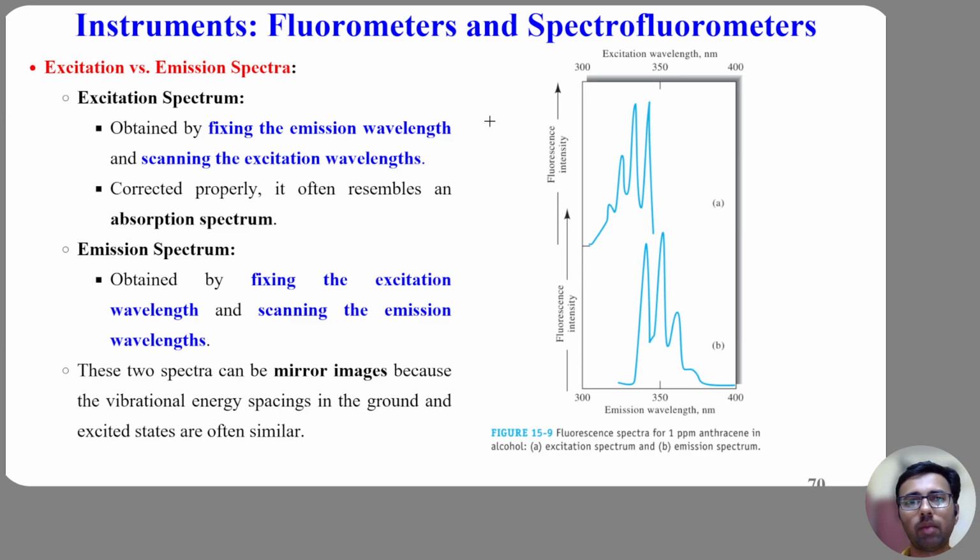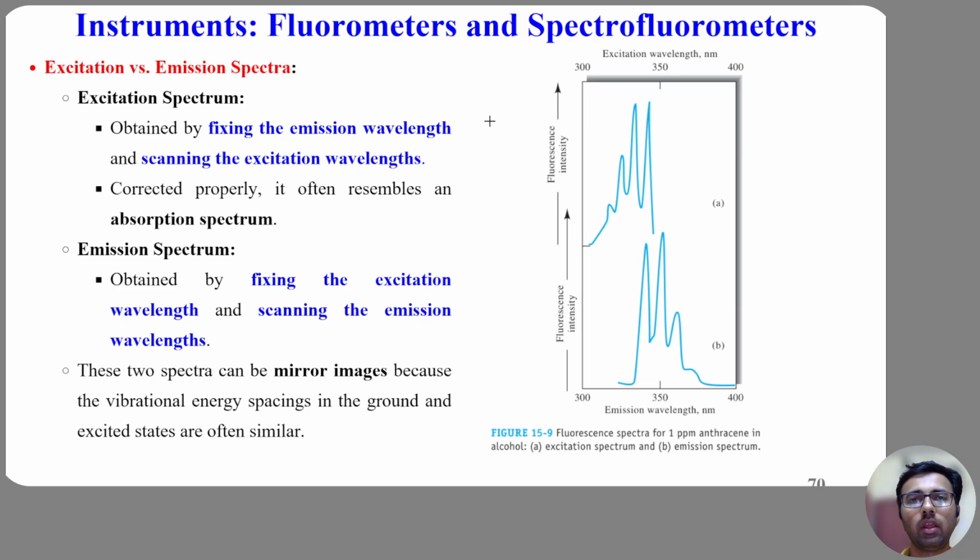Let us now examine a real experimental example. Shown here are fluorescent spectra for a 1 part per million solution of anthracene in alcohol. Curve A is the excitation spectrum and curve B is the emission spectrum. Notice something remarkable. The emission spectrum appears almost like a mirror reflection of the excitation spectrum.